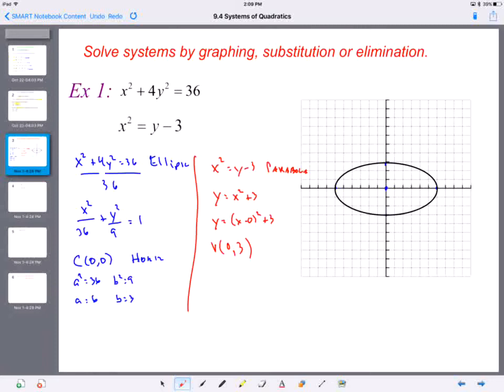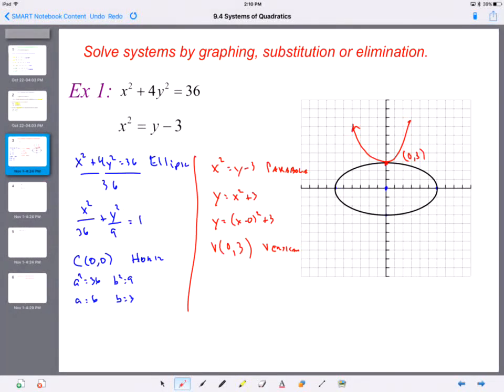There could be some other information, but we know it's going to be vertical because it's y equals, and it opens up. So at 0, 3, that intersects right here, and then we know it's going to open up. Now this isn't going to be a perfect graph. I don't need it to be for what we're trying to do. We're just trying to find where they intersect. So based on that, we can see that they intersect at the point 0, 3.